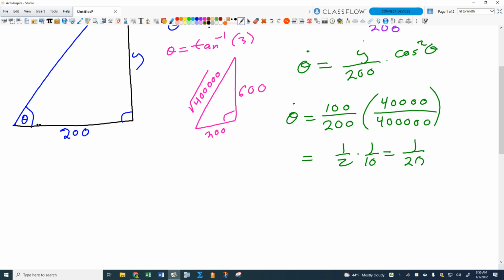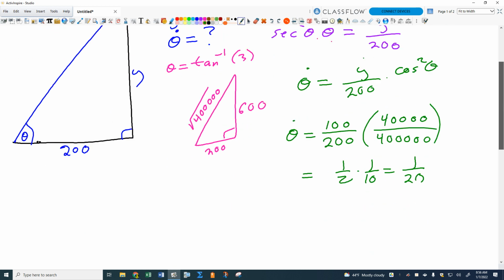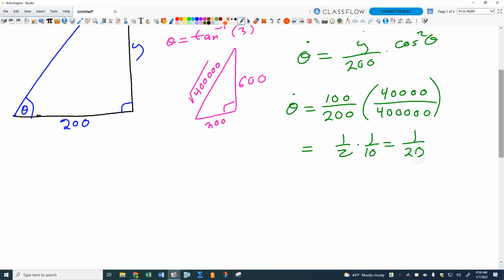And what would our units be? Radians. Radians per, what was it, minute, I think? Yeah, radians per minute. Does that make sense? Okay, that's a good one, I like it because of the reference triangle part.